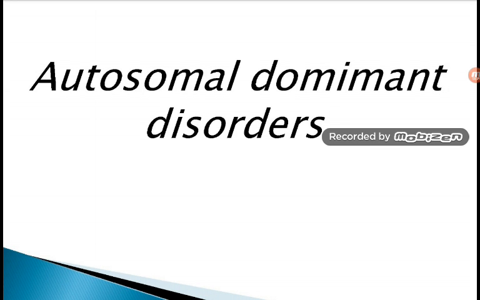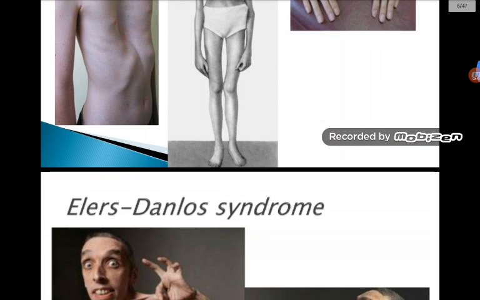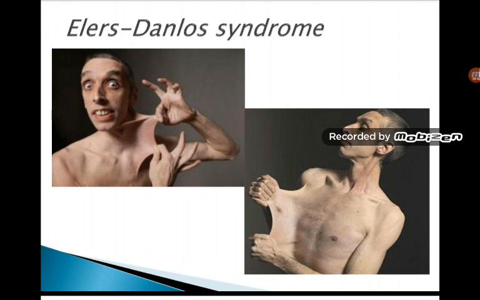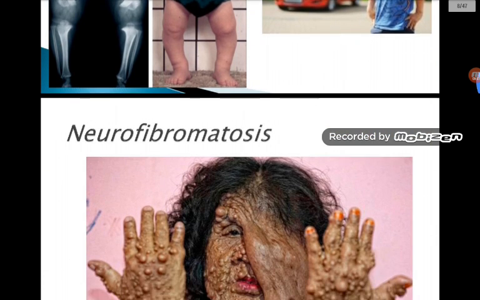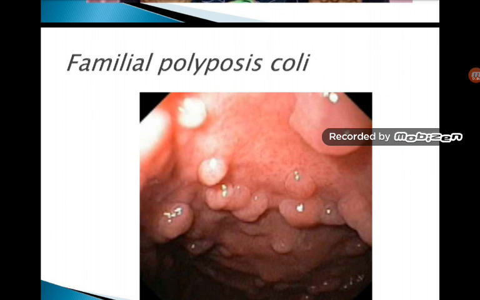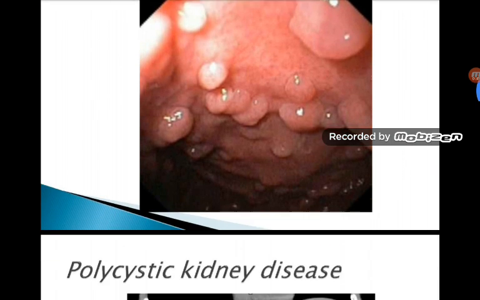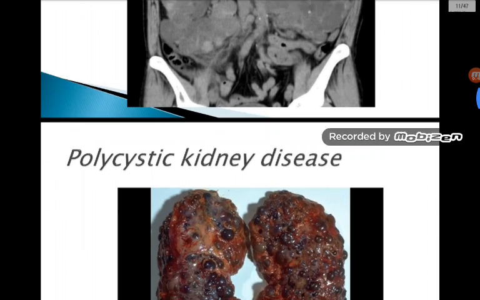Autosomal dominant disorders: Marfan syndrome, Ehlers-Danlos syndrome, achondroplasia, neurofibromatosis, familial polyposis coli, polycystic kidney disease.